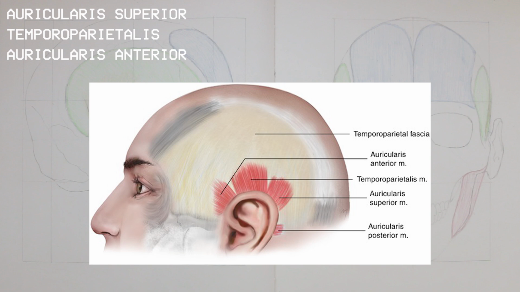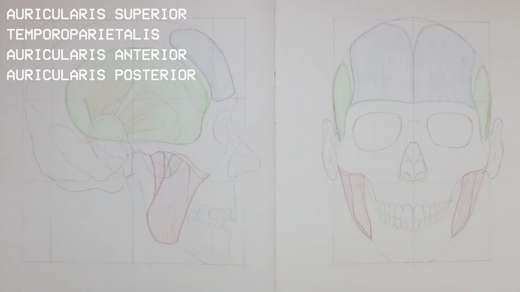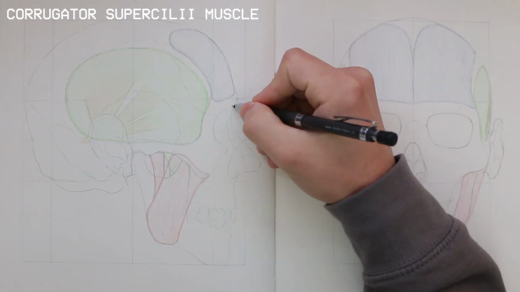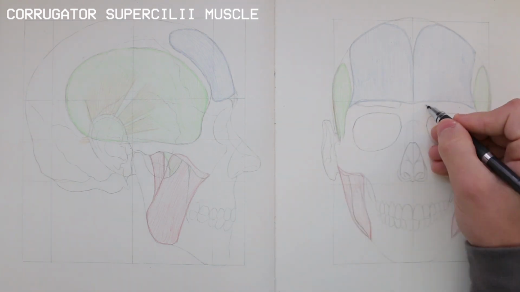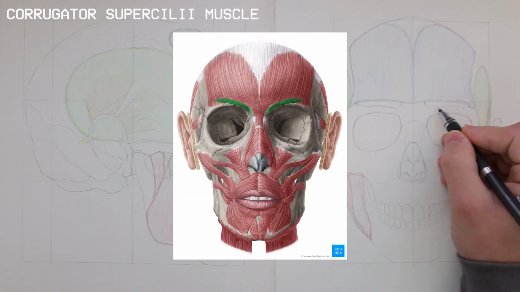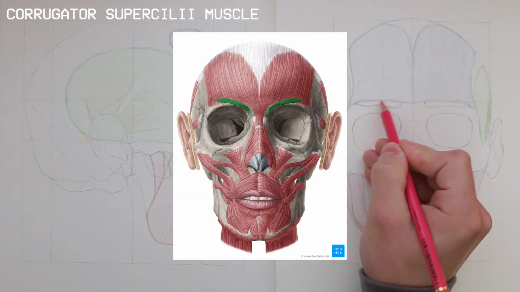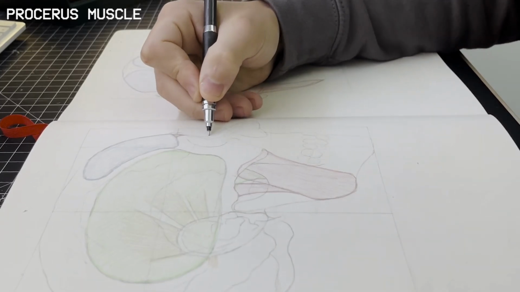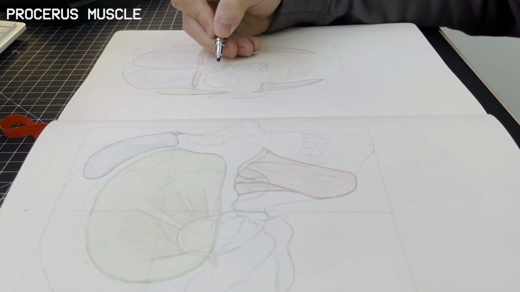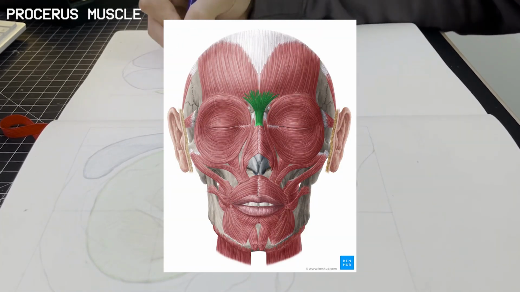In addition to these three, there's also a much smaller muscle behind the ear at the back called the auricularis posterior muscle. I'll make these four muscles be the same colour, otherwise I might run out of colours here. So the next muscles are the corrugator supercilii above the eye sockets. These are small muscles which contribute to the movement of the eyebrows. The next muscle is the procerus muscle, and this is a triangular muscle that sits between the eyes around here.